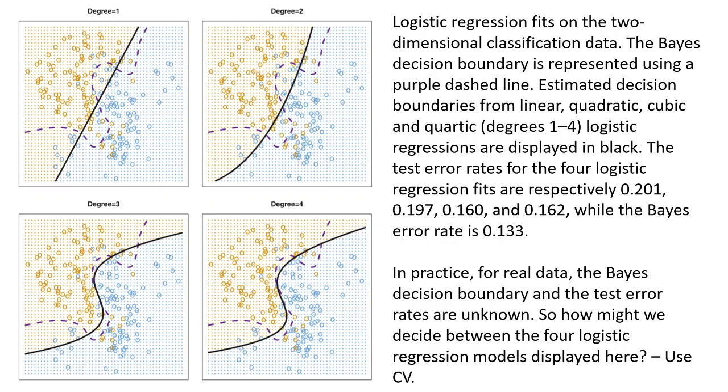So how might we decide between the four logistic regression models displayed here? We can use the test error rate. And from here, you would say that the third one works the best because it has the lowest error rate.